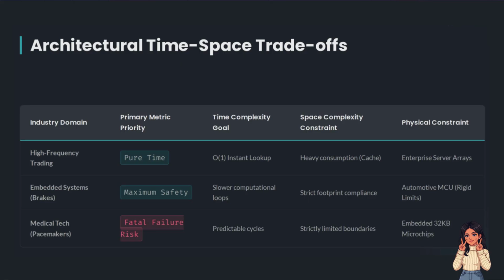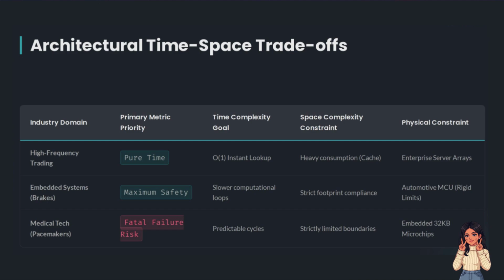But look at the absolute opposite end of engineering: embedded software, like the code running a medical pacemaker or a car's anti lock braking system. These tiny computer chips operate on severe physical space constraints, sometimes having less than 32 kilobytes of total memory.